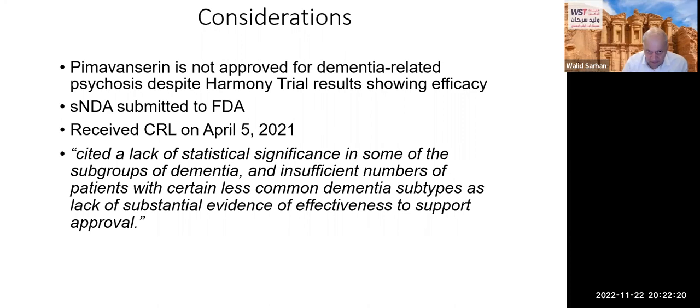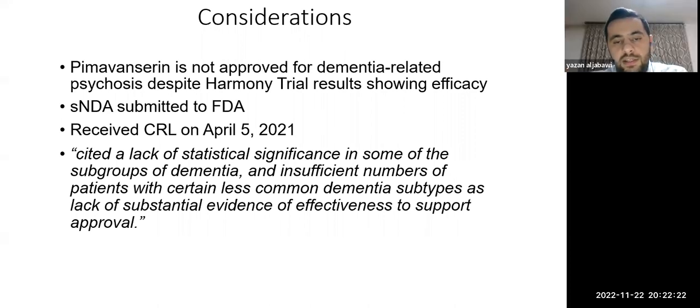So we still have a lack of statistical significance in some of the subgroups of dementia and insufficient numbers of patients with certain less common dementia subtypes, as lack of substantial evidence of effectiveness to support the approval.